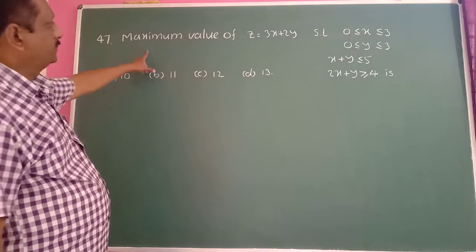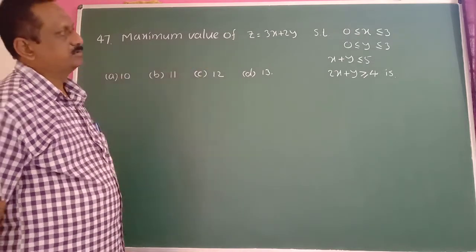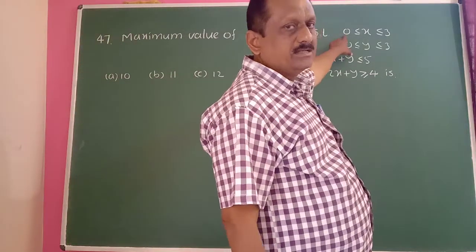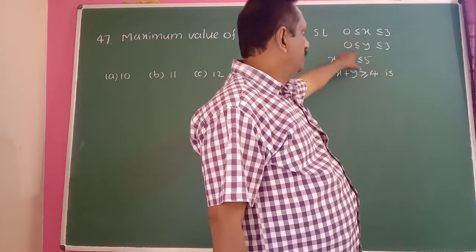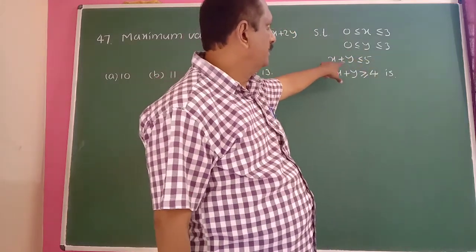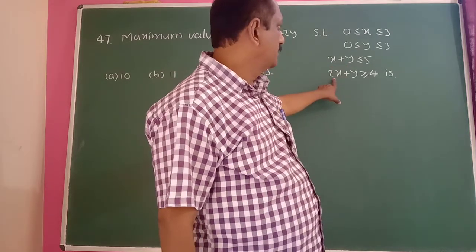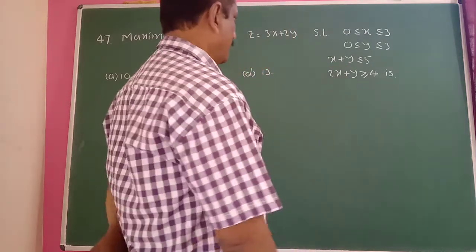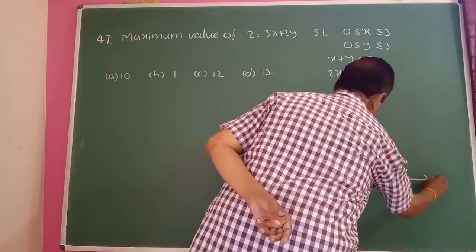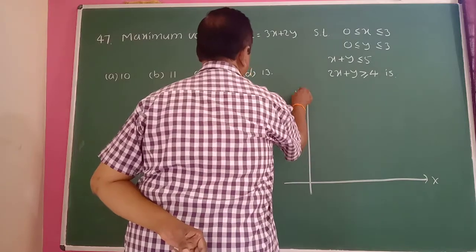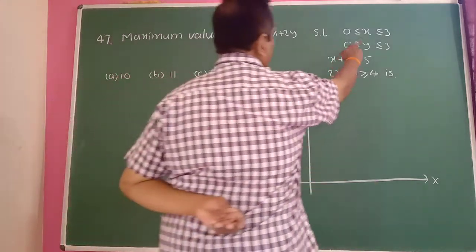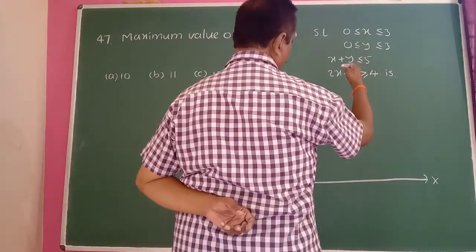So here, find the maximum value of z equal to 3x plus 2y such that 0 less than or equal to x less than or equal to 3, 0 less than or equal to y less than or equal to 3, x plus y less than or equal to 5, and 2x plus y greater than or equal to 4. Here are the x axis and y axis, and this is the origin. Here x equal to 3 is a line parallel to the y axis.